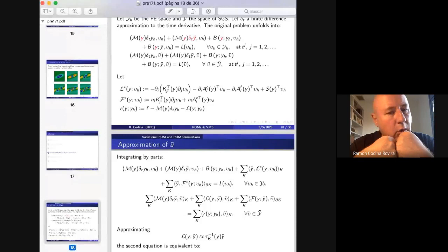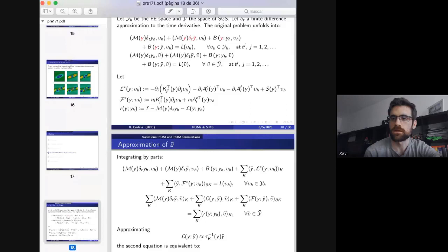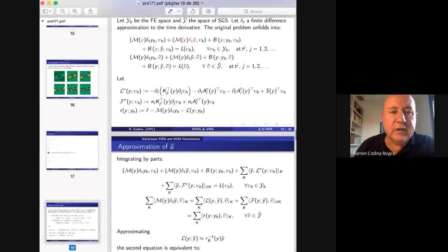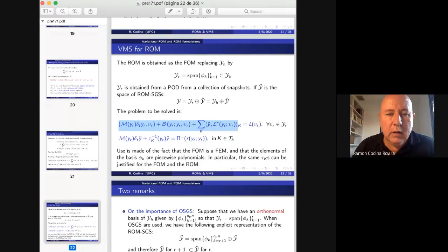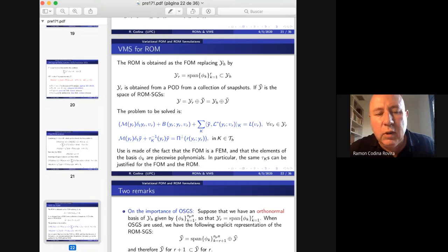Then you store them as a constant value per element? No. Usually we use a value per integration point. Yeah, that's more memory demanding. If you look at any expression, let me see the final equations, for example. This is for the ROM, but the same could apply to the FOM. At the end, what you have to do is to perform this integral over the element. If you need to perform this integral, and you will do it numerically, of course, at the end what you need is the value of the subgrid scale at the integration point.